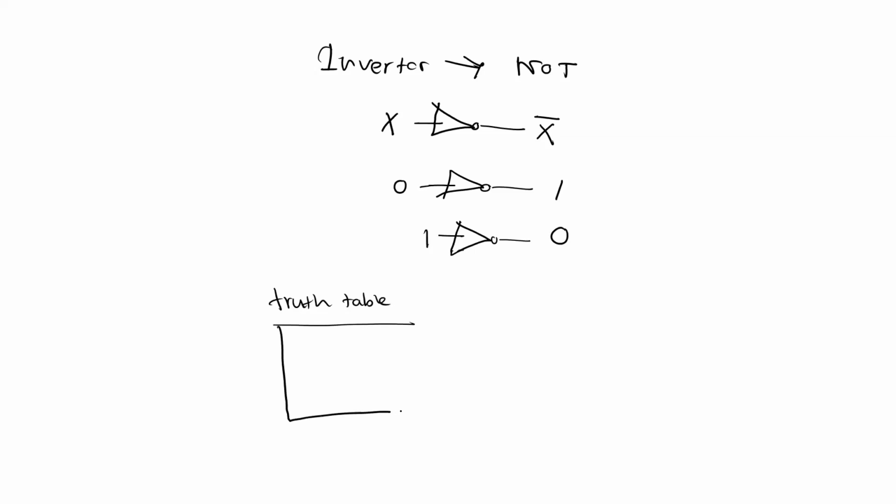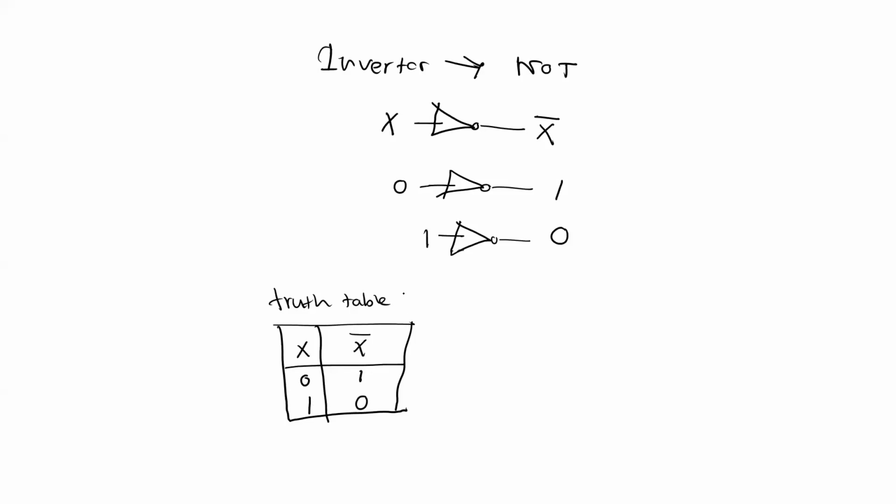The truth table of this one is really small because we have only one input. Whenever we have one input, we will have two different values, 0 here, 1 here. When we have 0, 1 is the output. When we have 1 as input, we have 0 as the output. So this is the truth table for an inverter, or what we call a NOT gate.